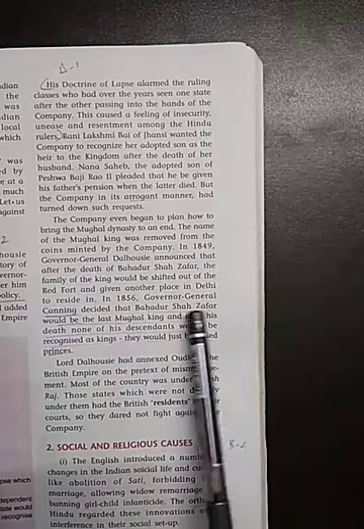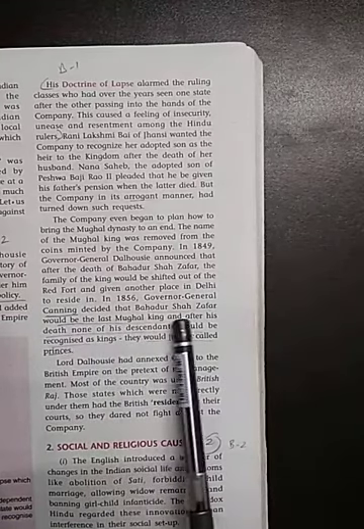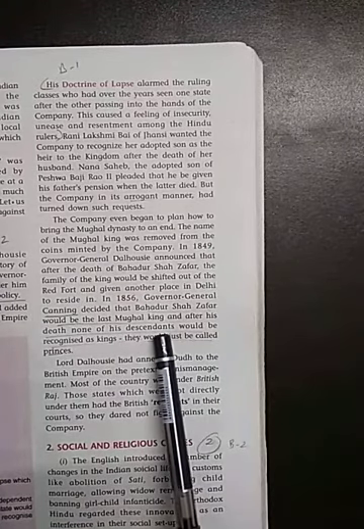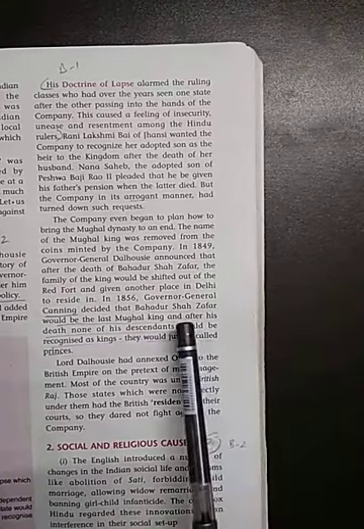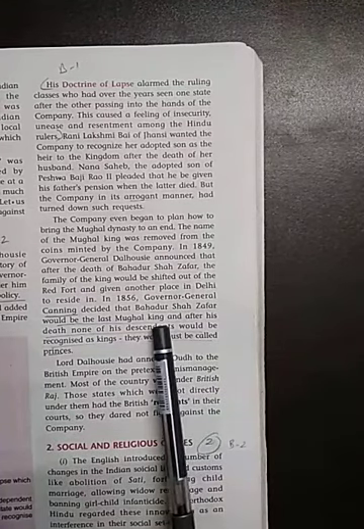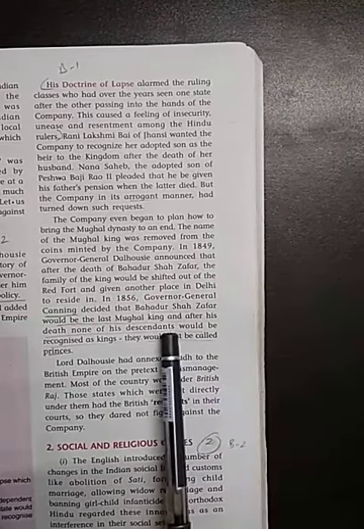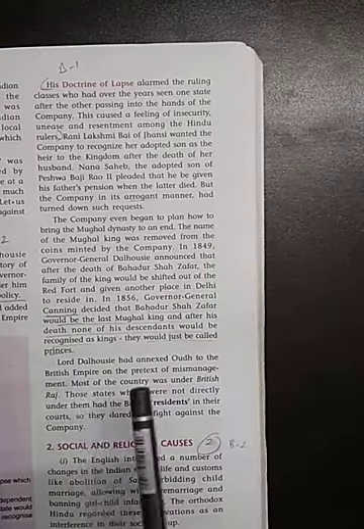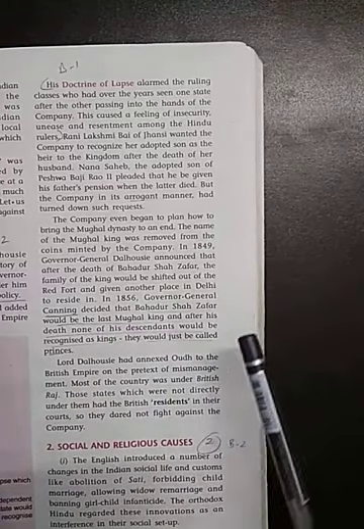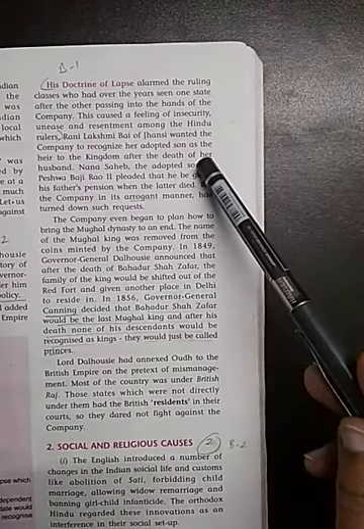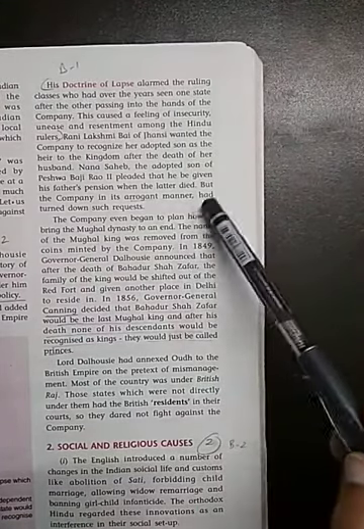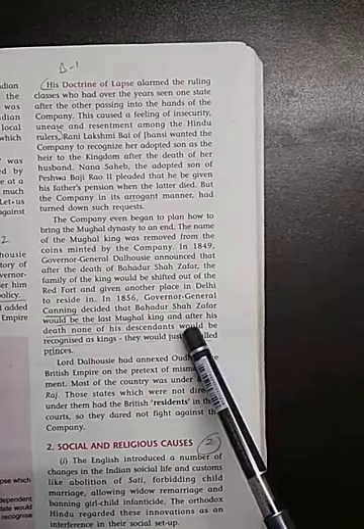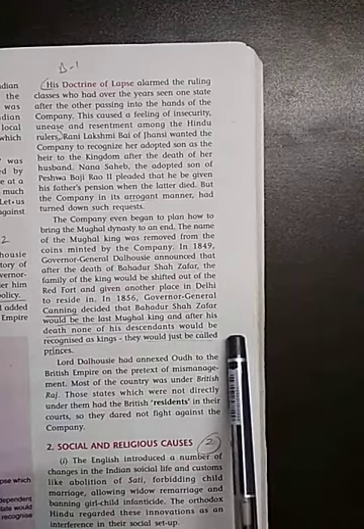In 1856, Governor General Canning decided that Bahadur Shah Zafar would be the last Mughal king. Later it was declared that Bahadur Shah would be the last emperor. After his death, no one from his family or this dynasty would be rulers. They would only be called princes. Lord Dalhousie had annexed Oudh. Here they annexed the area of Jhansi and the kingship of Nana Sahib. Then they started to move against the Mughal dynasty and end the Mughal rule in India.